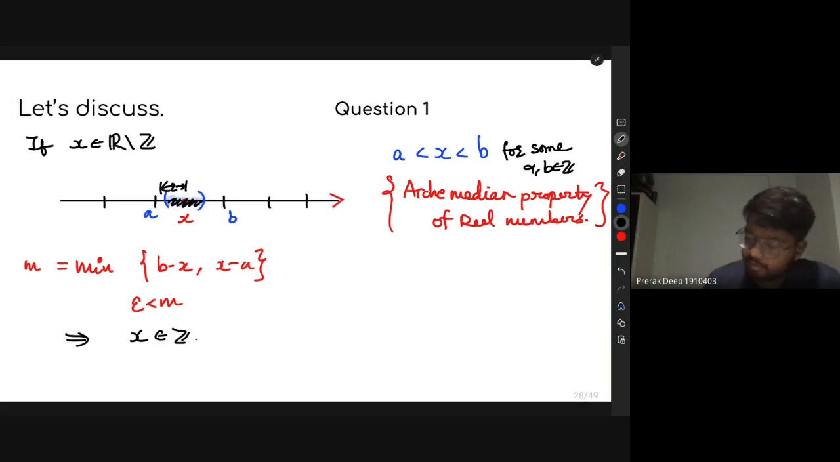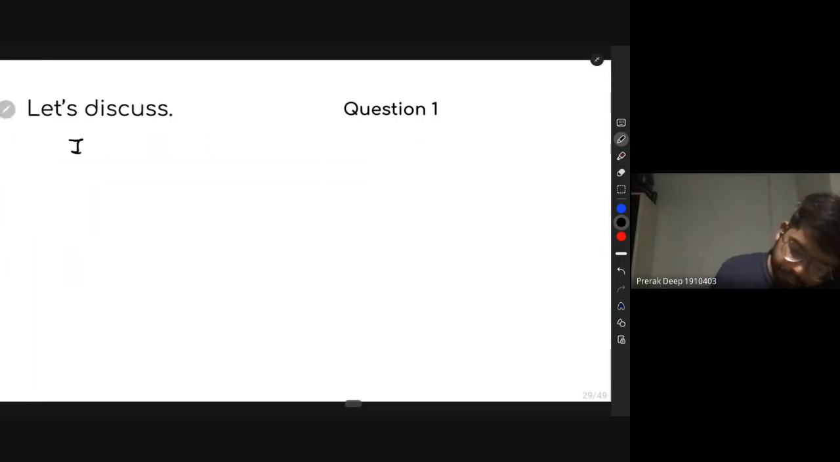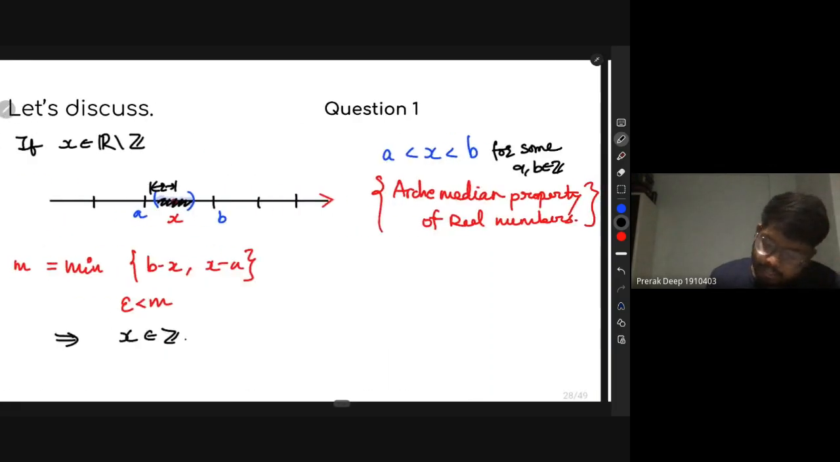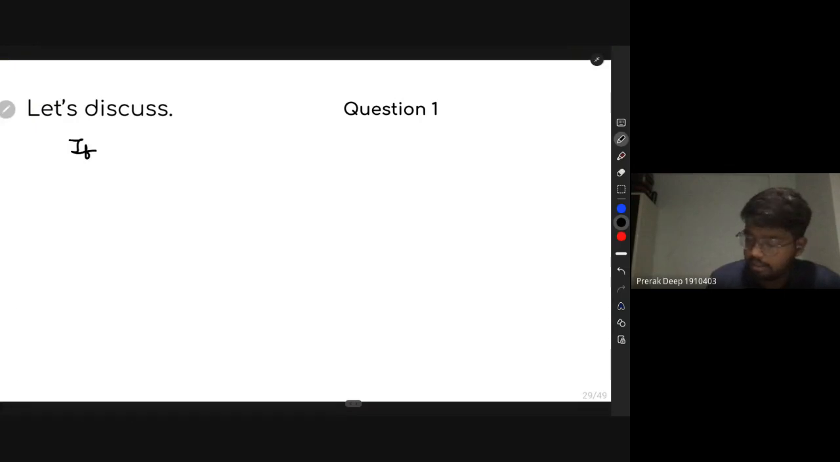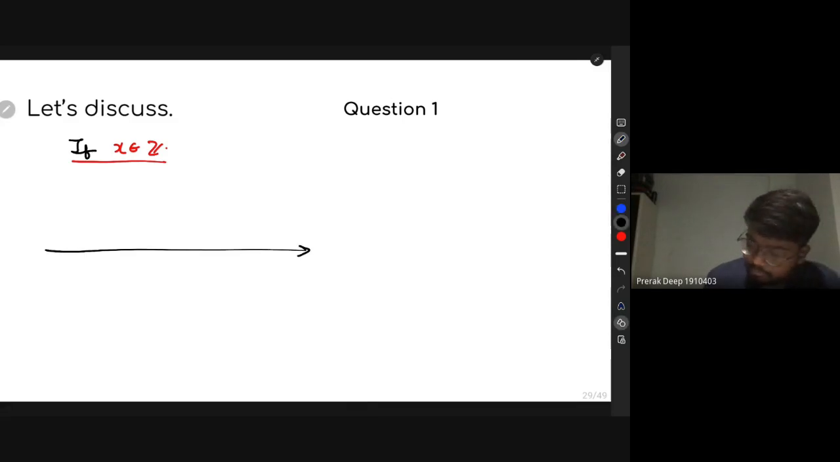So it reduces to this case: x can't be a real which is not sitting inside Z. So if we assume x is an integer, then again I draw the real number line. This is my x, this is x minus 1, this is x plus 1. Now this x is an integer.